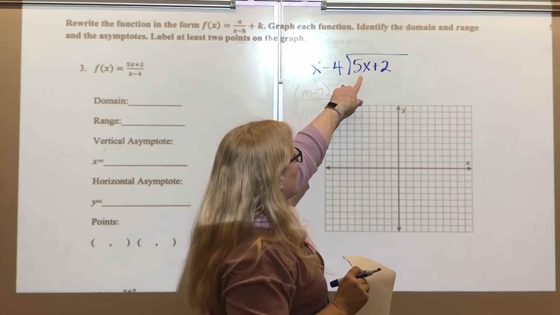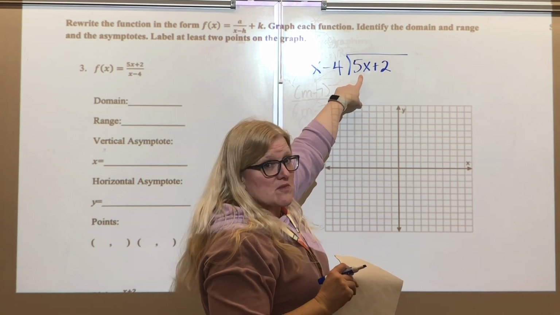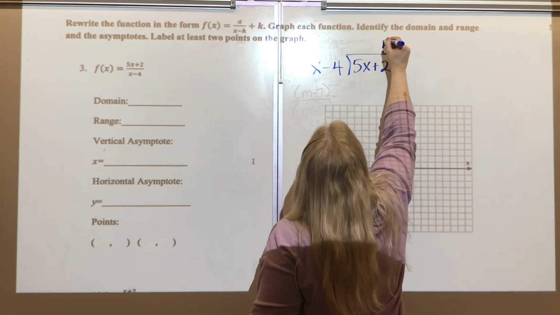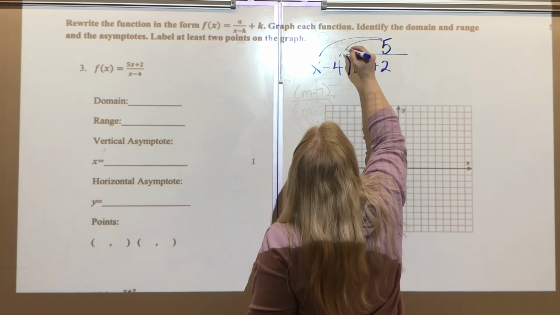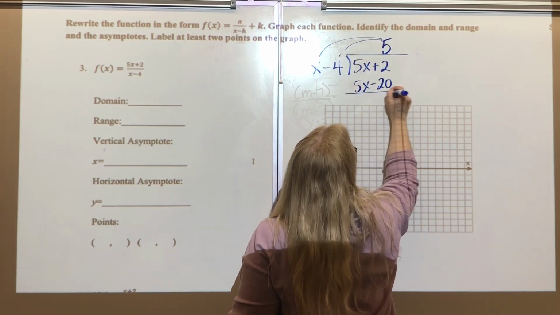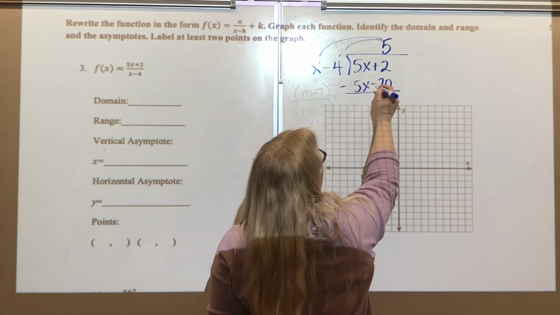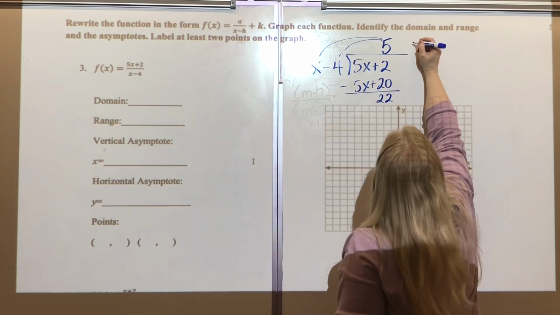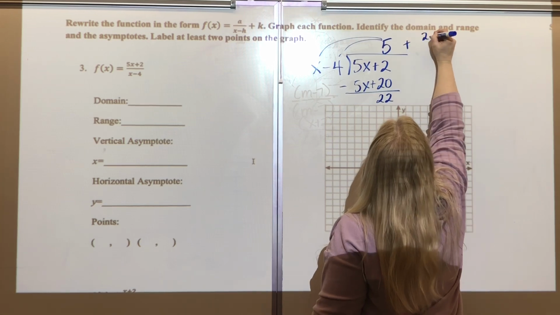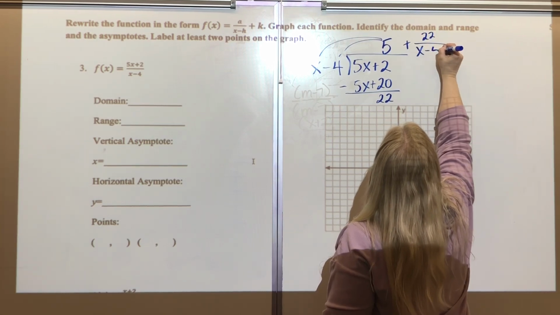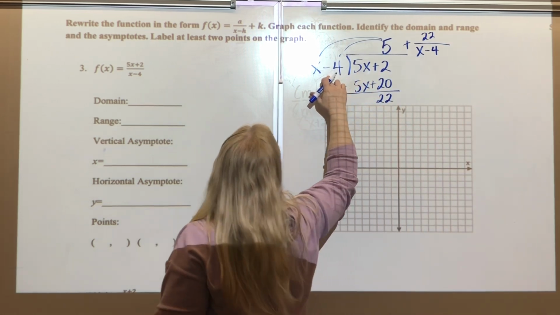X times 5 gives me 5x. So that's 5 up here. So 5, and then this is going to distribute. So 5x minus 20. And then when we subtract, we change both signs and then add. So my remainder is 22 over x minus 4, because it's always over this piece.